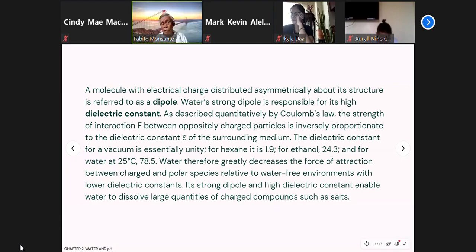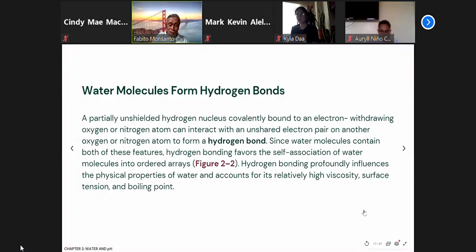So a molecule with electrical charges distributed asymmetrically about its structure is referred to as a dipole. Water's strong dipole is responsible for its high dielectric constant. Never mind that. Don't bother yourself about what the dielectric constant is. I will not ask you how many coulombs is the water. Okay. Wait a minute.